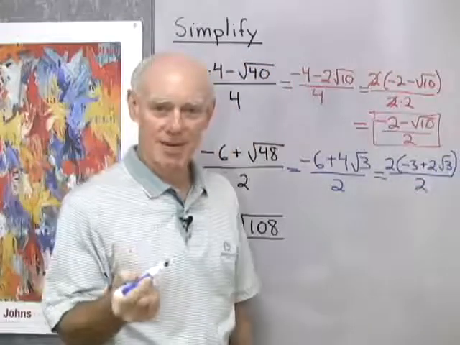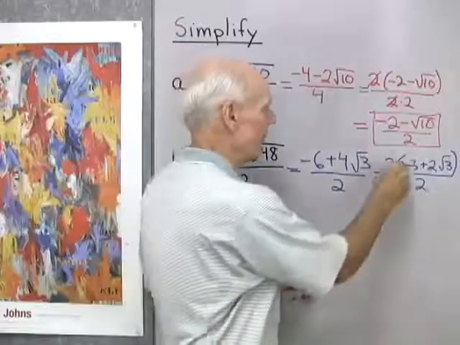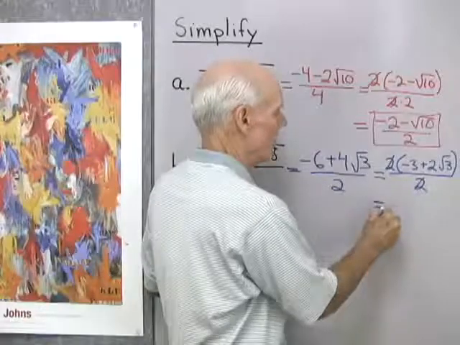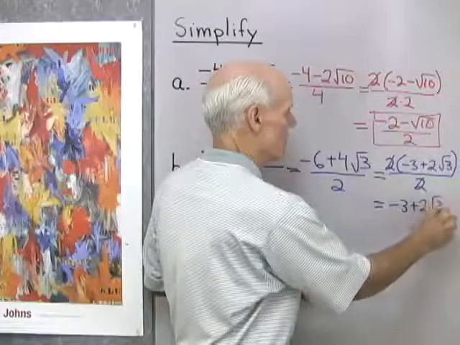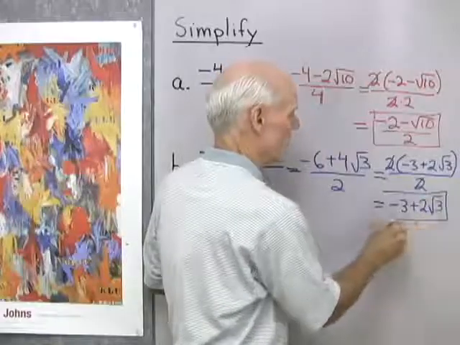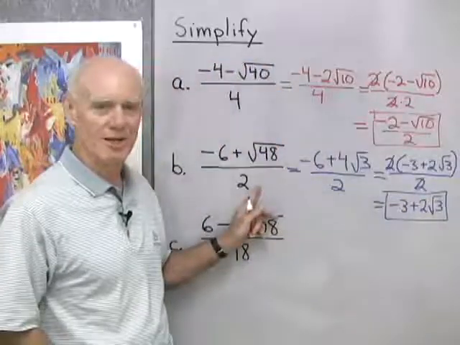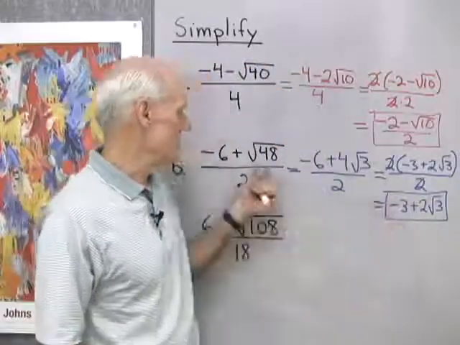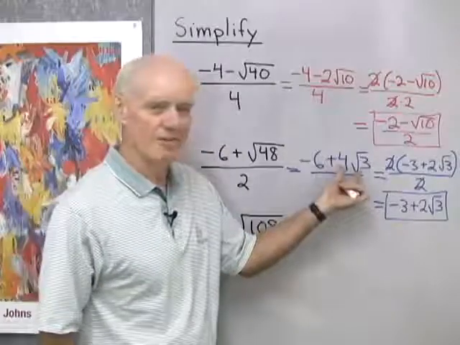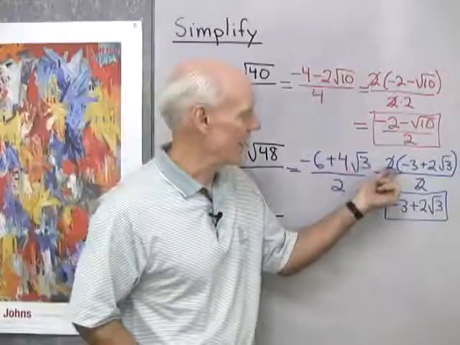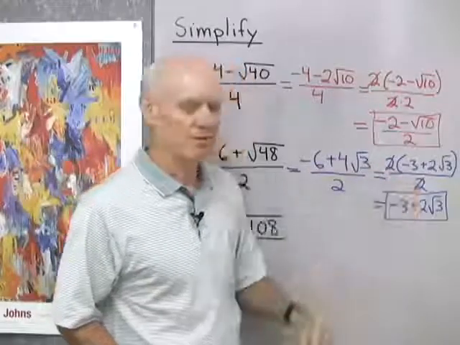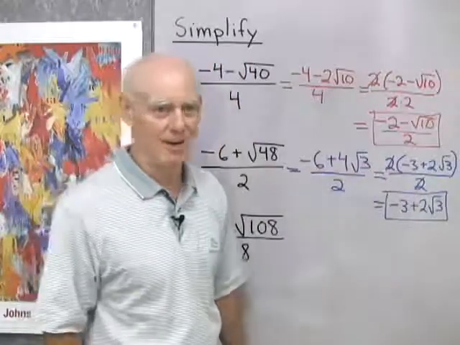And so now I have a factor common to the numerator and denominator, that 2, which I'll divide out. What's left is negative 3 plus 2 square root 3. So there's simplified form for that expression right there, and we used the same process. We took the radical, put it in simplified form, looked for a factor that's common to those two terms, factored it outside. If that factor appears in the denominator, then we divide it out if we can.